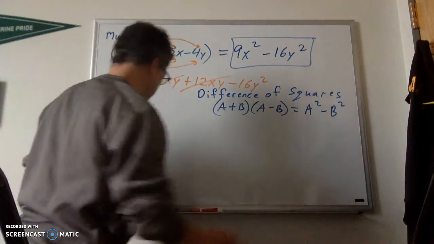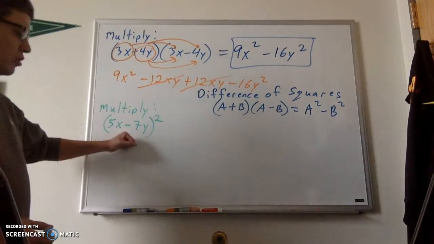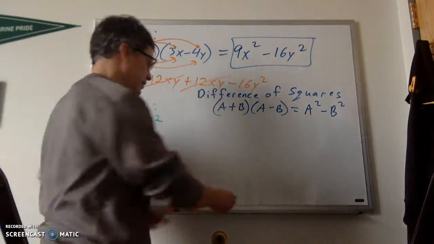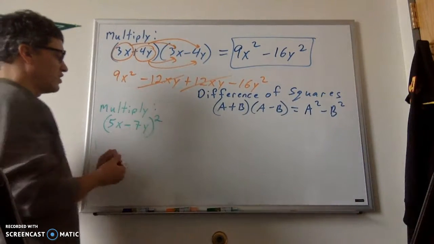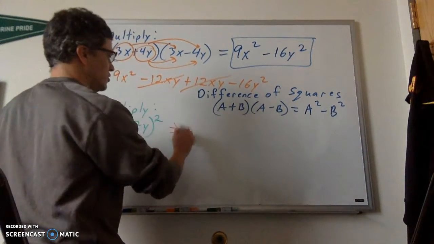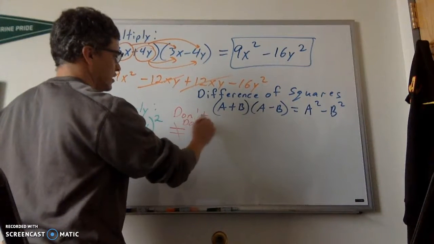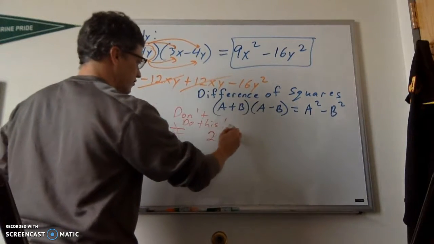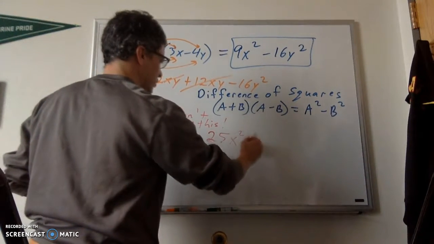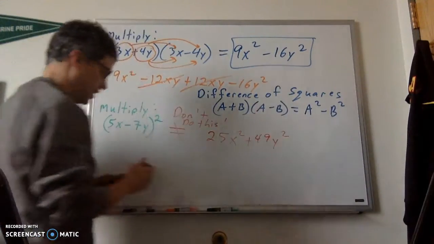Okay, now this next one here, let's look at it real quick. I like to call this the Oreo cookie problem. Let me elaborate. 5x minus 7y quantity squared. Don't do this, right? Red's bad. Don't do this. 25x squared plus 49y squared. There's my answer. No, it's not.